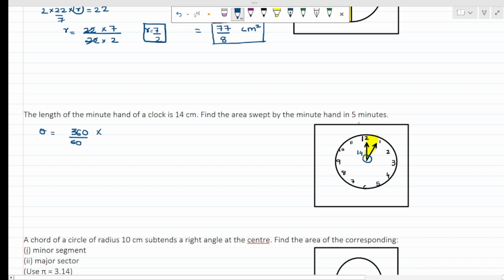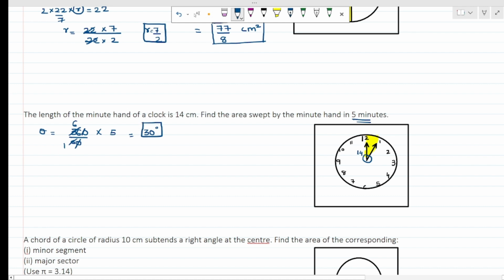Now, what time do I need to find out the area? I need the time interval of 5 minutes. So, I will substitute my 5 over here. Cancel out this 0 and 0. 6 ones are 6 and 6 6s are 36. So, 6 times 5 gives me 30. So, my theta is equal to 30 degree.